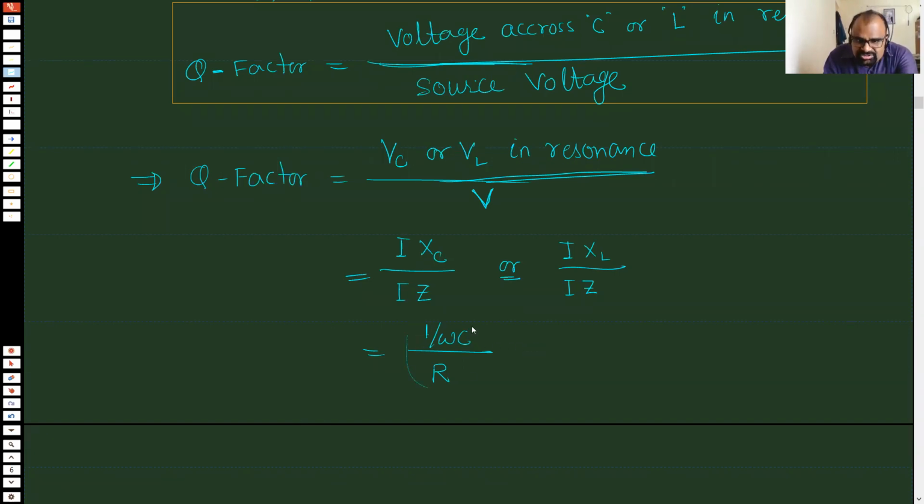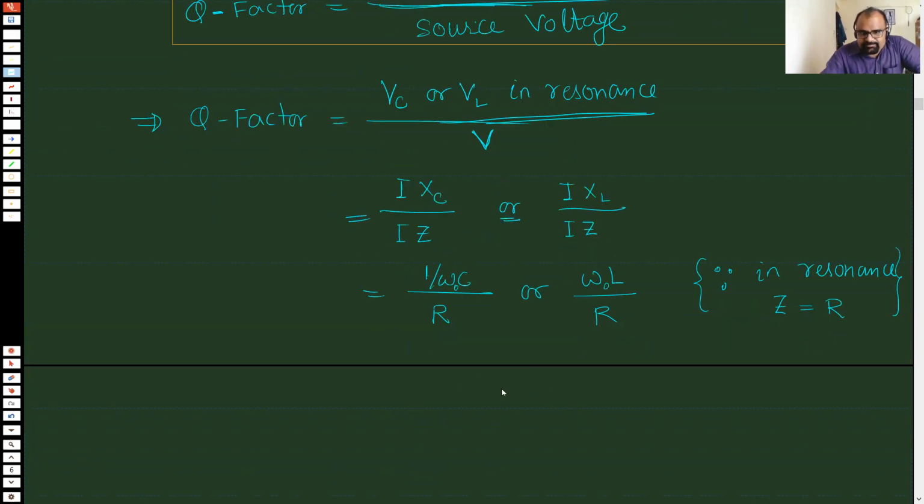So either you use this or you use omega L by R. Obviously, the two will be same. In resonance, Z is equal to R. Now, one thing here, in place of any omega, I should put omega naught. You can't put any omega, because if you put any omega, then XC and XL will not be equal. Only when omega is omega naught, that means resonant angular frequency, only then these two will be equal.